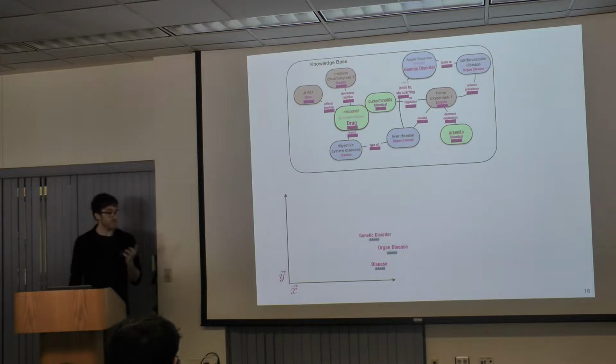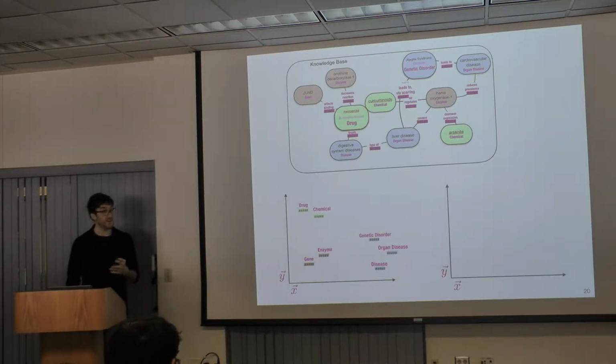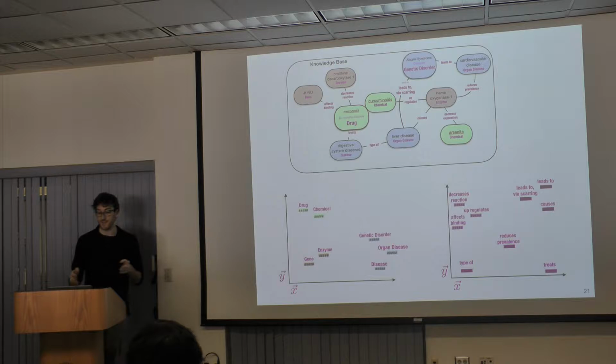So if all our node vectors were two-dimensional and we were to plot them, we'd wind up with disease types in one area of the space, things like drugs and chemicals in another cluster, and so on and so forth. And the same concept can apply to our edge vectors as well, where again, the spatial relationships are going to correspond to semantic relationships.